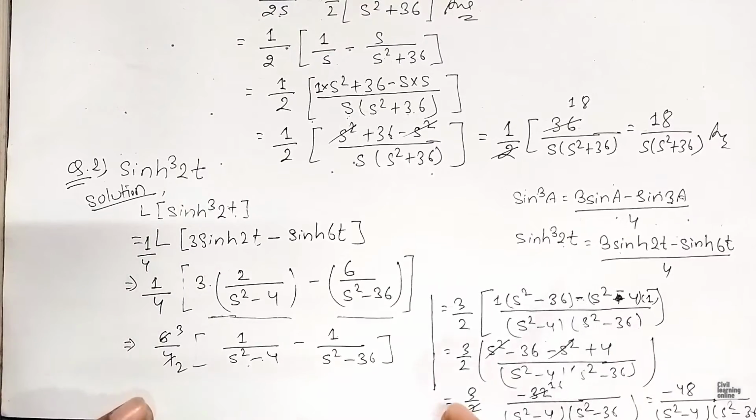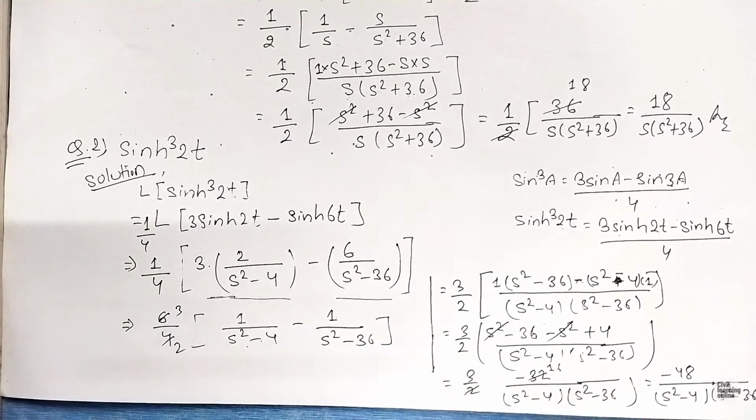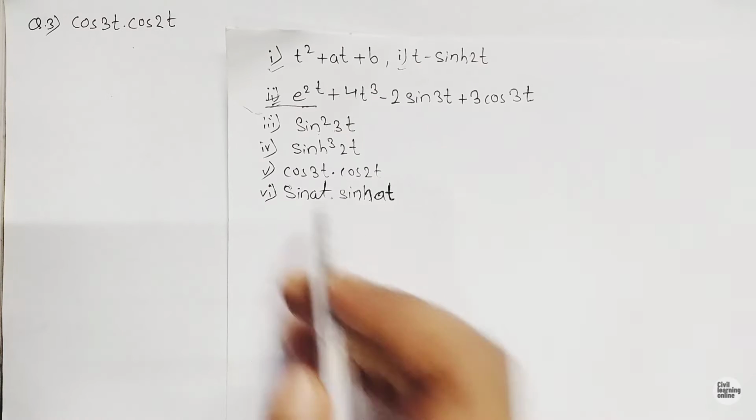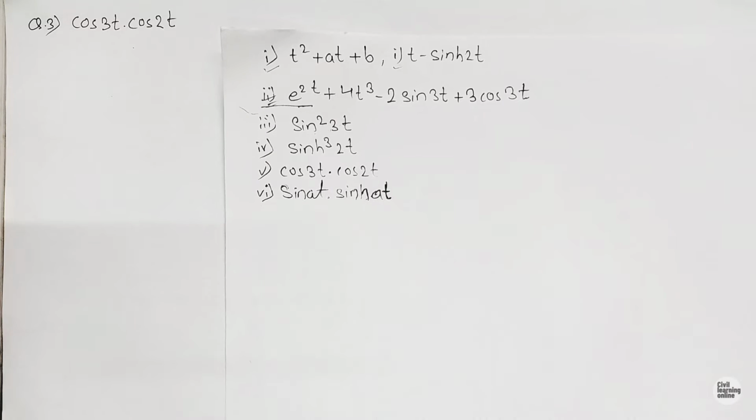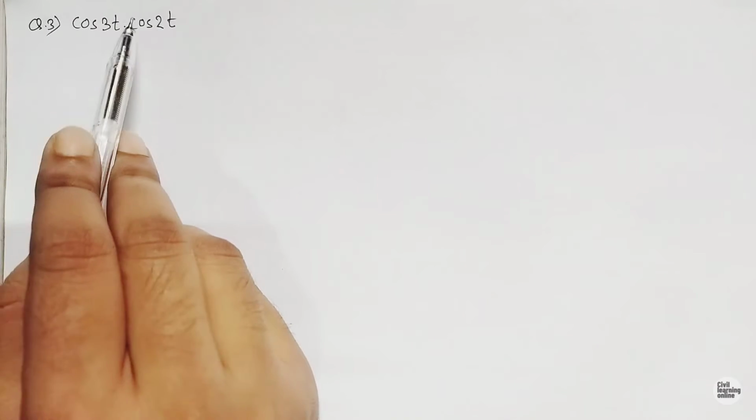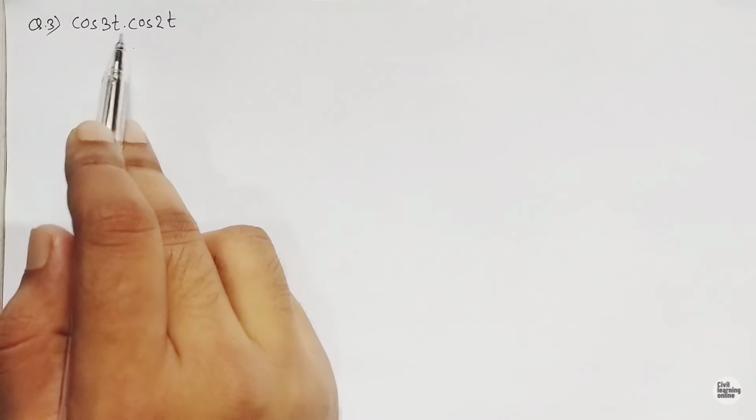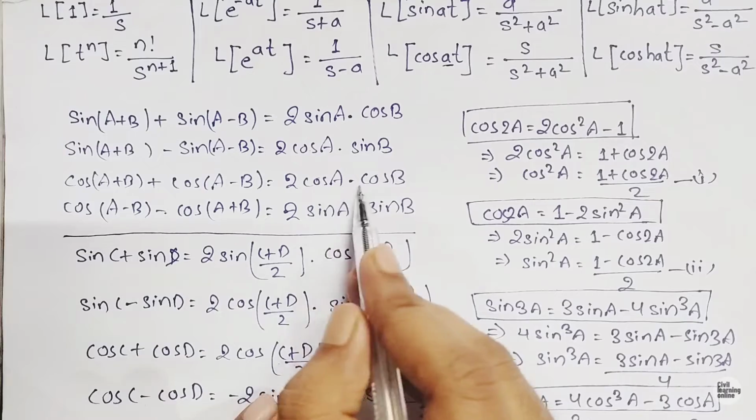Now we will look at some additional examples which I showed you initially in this video. Our next question is cos 3t times cos 2t. Again here we have encountered trigonometric terms, and the trigonometric terms are in a product, so we need to remove this product sign. And how can we do this? We need to use a formula here. See here, we are going to use this formula.